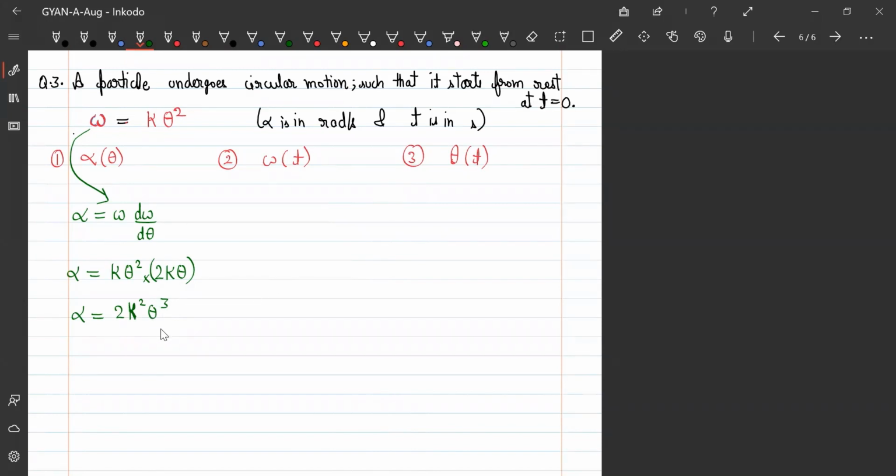Now see, alpha as a function of theta is known, and we can write alpha as d omega by dt. That is 2k square theta cube. But here there are three variables: omega, t, and theta. So what I can do is a double integration of this. This alpha, d omega by dt, is d square theta by dt square. That is 2k square theta cube.